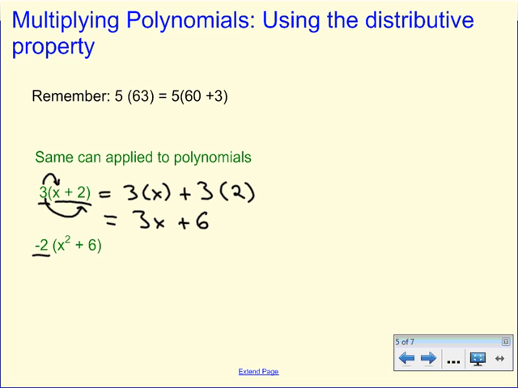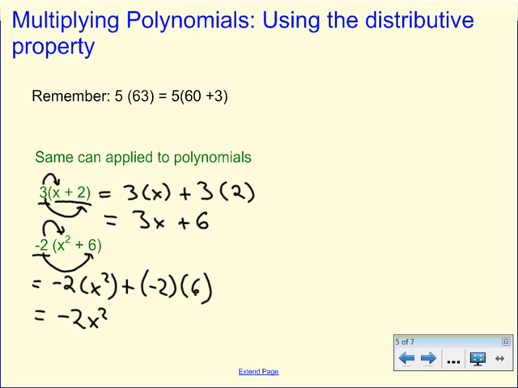Here I have -2 multiplied by x squared plus 6. So -2 times x squared, and then -2 times 6. So that's going to give me, I'm going to write it down here, -2 times x squared plus -2 times 6. So -2 times x squared, well, that just gives me -2x squared. -2 times 6, well, that's -12. And that's the distributive property, just multiplying whatever's on the outside by both things on the inside.